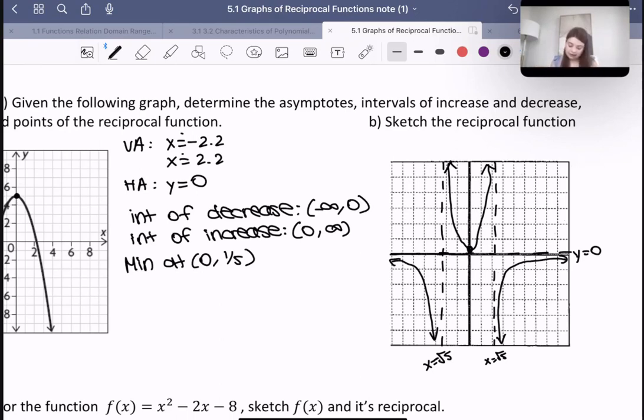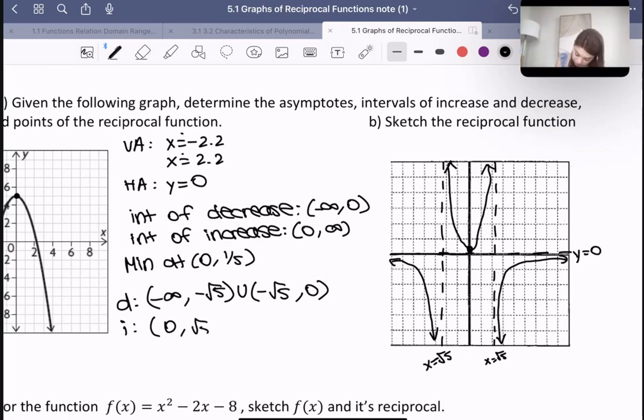Now, technically, an even better way to say the intervals of decreasing would be from negative infinity up to negative root 5, and then again from negative root 5, not including that value, up to 0. And for intervals of increase, it'd be technically better to say from 0 to root 5 and from root 5 up to infinity. So that's even better, right? Incorporating those asymptotes into this is even better.